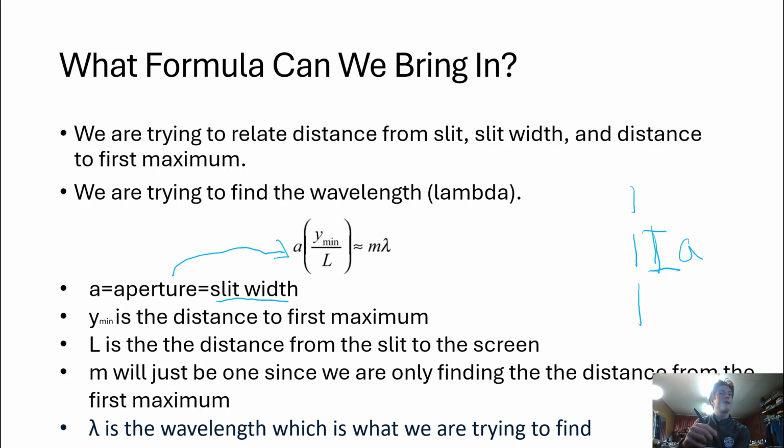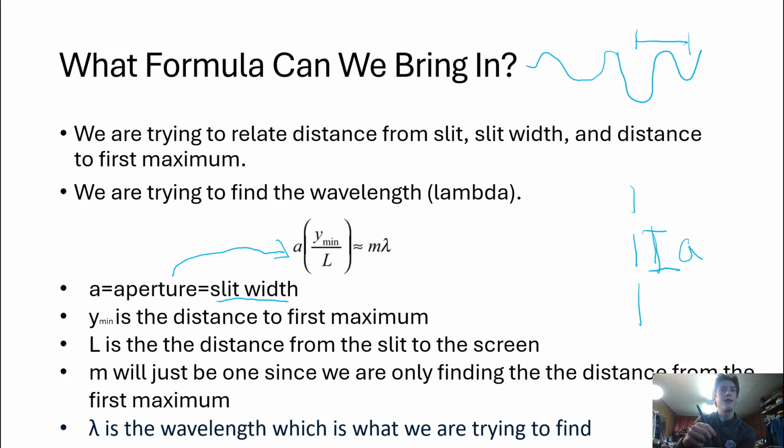Our y min is the distance to the first maximum. So in our previous example, we had the picture of all the different, we had this bright spot here, and then we had another bright spot here, and it basically just keeps going on and on. But all we're looking for is this main bright spot, from the center to the first bright spot.